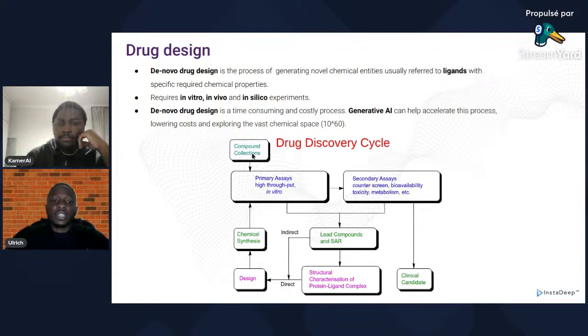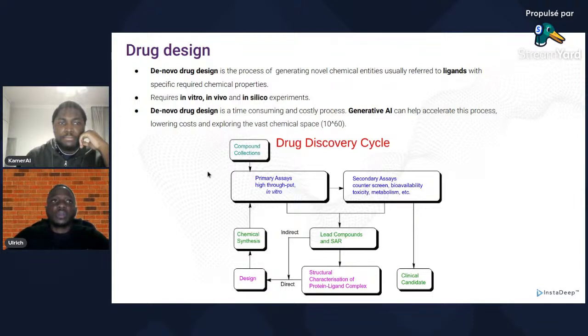And that's mainly because the way to search for a new compound is to explore all possible compounds and try to find what fits the property we want. They estimate the chemical space of all possible compounds to be roughly around 10 to the power 60. So that's quite a huge space to search.